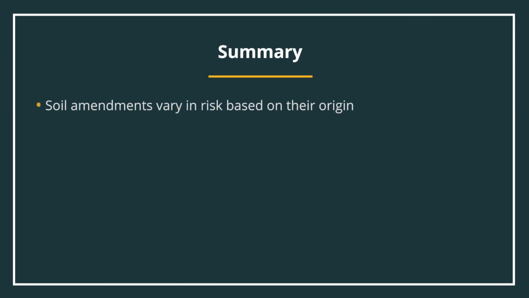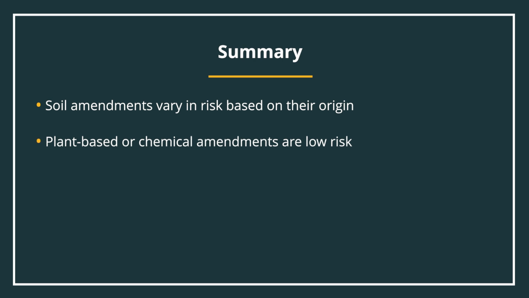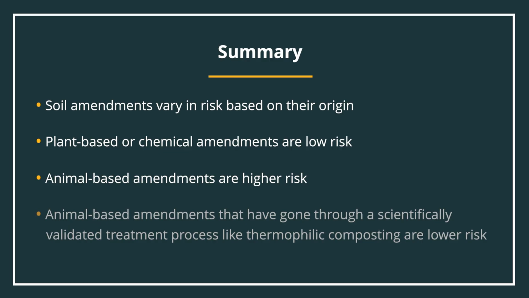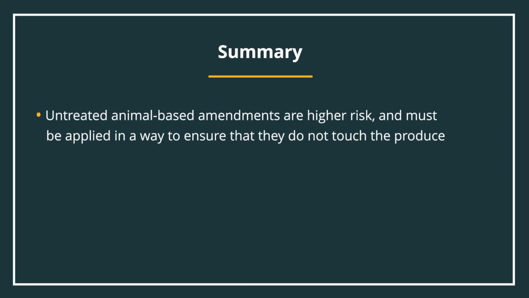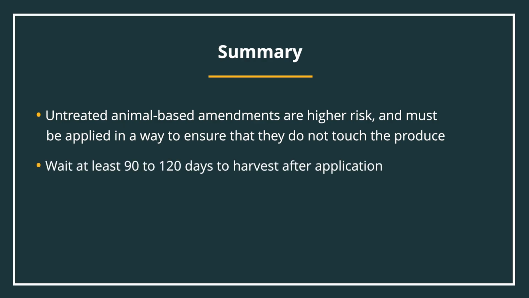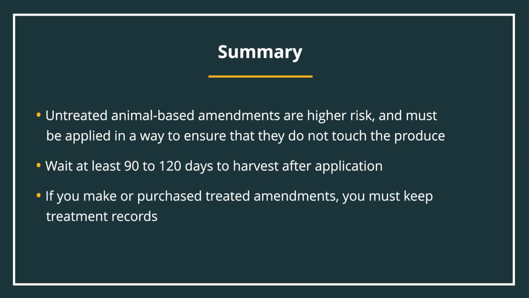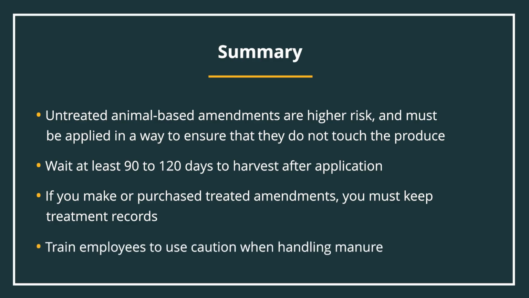Let's summarize what we've covered in this refresher module. First, soil amendments vary in risk based on their origin. Plant-based or chemical amendments are low risk. Animal-based amendments are higher risk. Animal-based amendments that have gone through a scientifically validated treatment process, like thermophilic composting, are lower risk. Untreated animal-based amendments are higher risk and must be applied in a way to ensure they do not touch the produce. You should wait at least 90 to 120 days to harvest after application. If you make or purchase treated amendments, you must keep treatment records. And finally, train employees to use caution when handling manure.